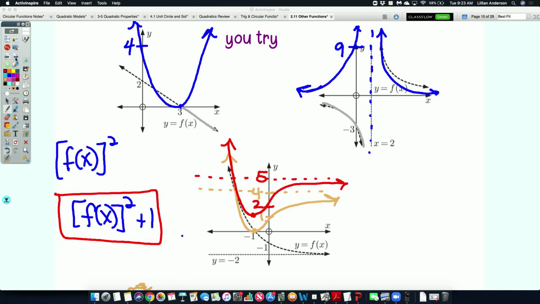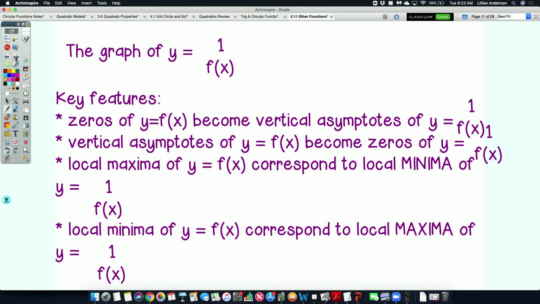Let's keep going with some other functions, okay? This function, the graph of y equals 1 over f of x, is very similar to your rational function. So we talked about this a little bit, but we'll talk about it in more detail. Some key features of these types of functions, okay?